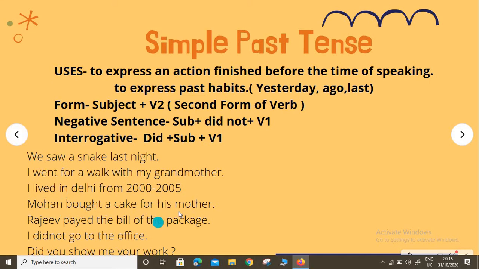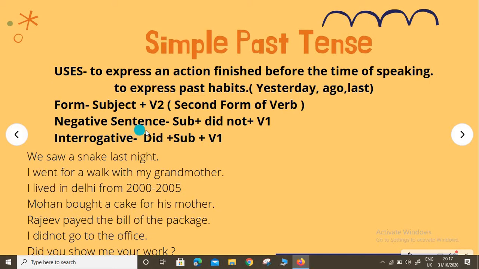Mohan bought a cake for his mother. Mohan is a singular boy. So we are using the second form of the verb, and it is in simple past tense. Rajiv paid the bill for the package. Pay, paid, paid. So again it is the second form of the verb. So these all are positive sentences.